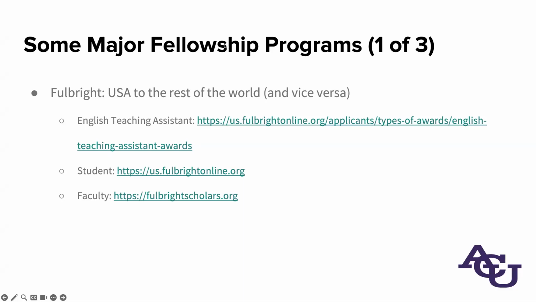So we're going to start with the program that I am an alumnus of, the Fulbright program. Now, if you're not familiar with Fulbright, it is the largest academic exchange program in the world. It sends people from the United States to other countries and takes people from those countries to the United States.